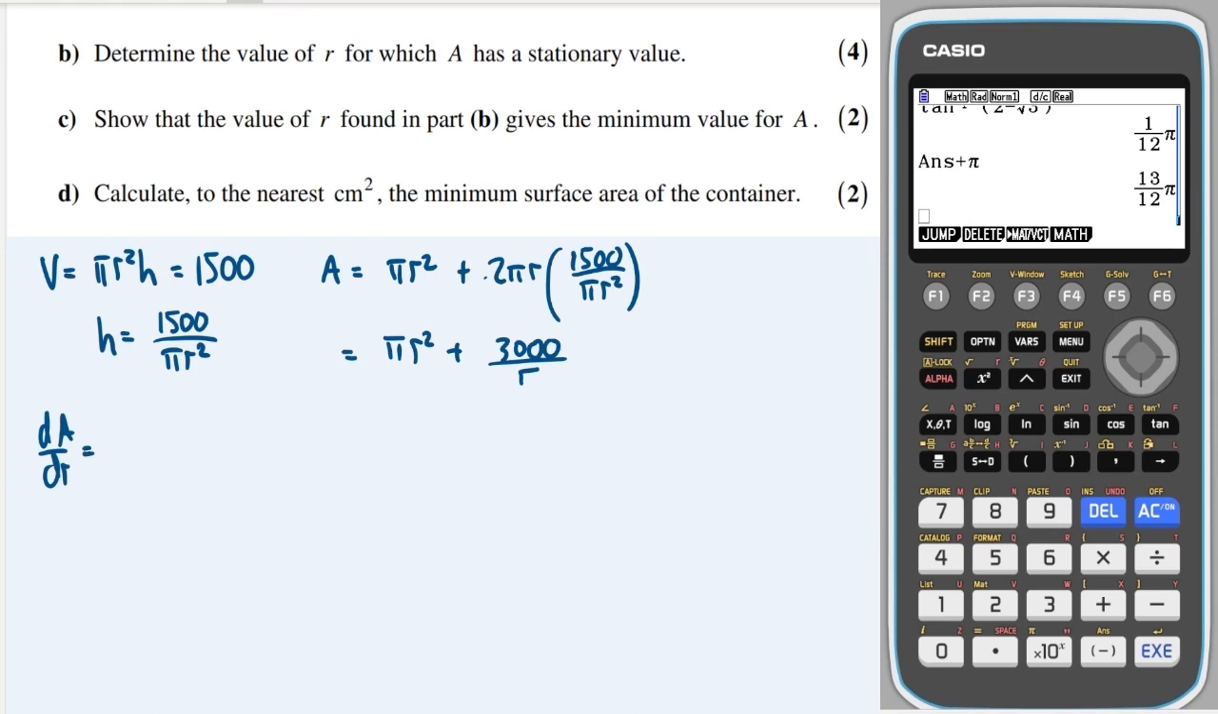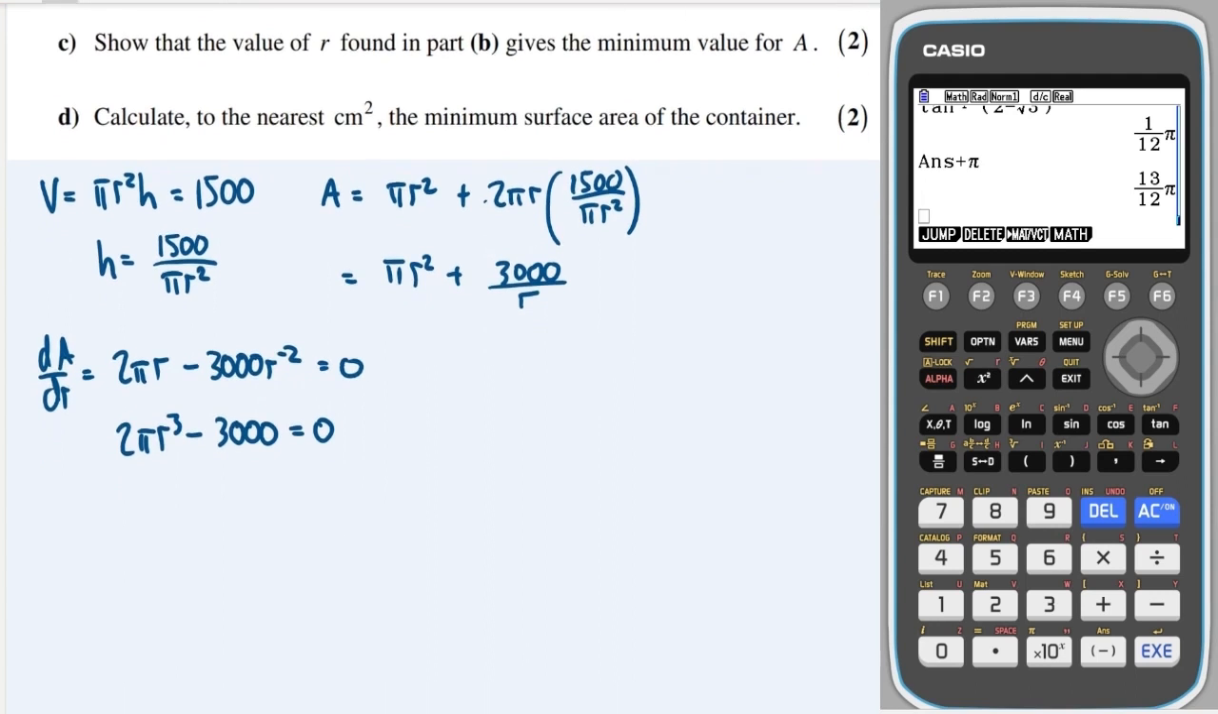So differentiating this is going to give me 2πr, and this is the same as 3000r to the minus 1, so it becomes minus 3000r to the minus 2 when I differentiate it. And I want that to equal 0 because it's a stationary point. I'm going to multiply everything by r squared, and that will get rid of the r to the minus 2.